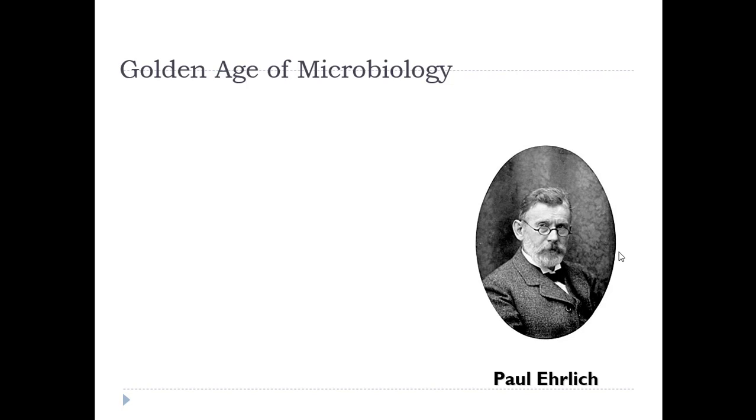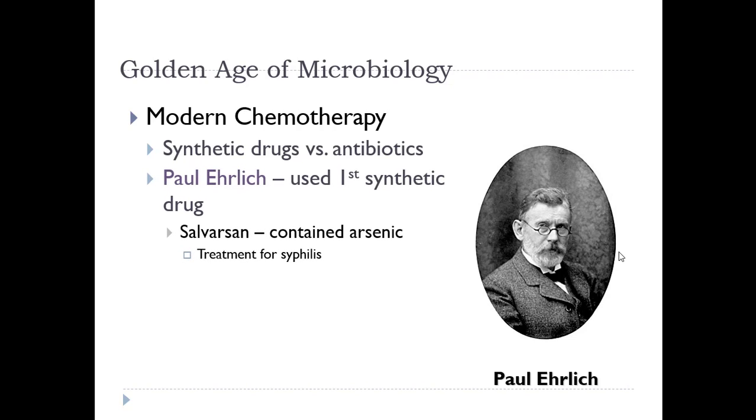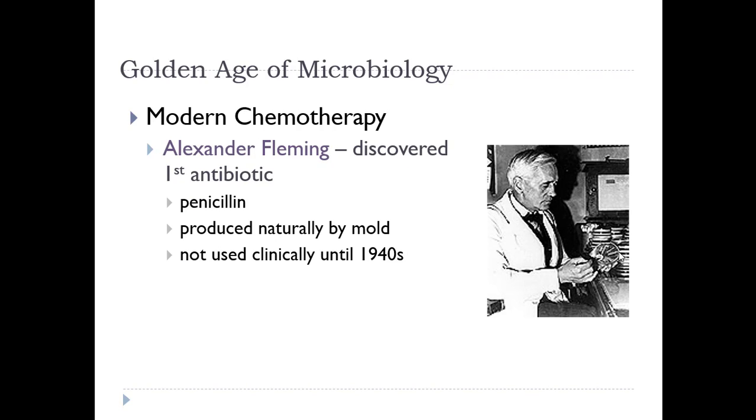Golden Age of Microbiology, Paul Ehrlich. Let's see here. Modern chemotherapy. He tried to come up with a treatment for syphilis. This was salvarsan. Contained arsenic, but a small amount. It wasn't successful, but it was sort of the first use of a synthetic drug, something that we made ourselves.